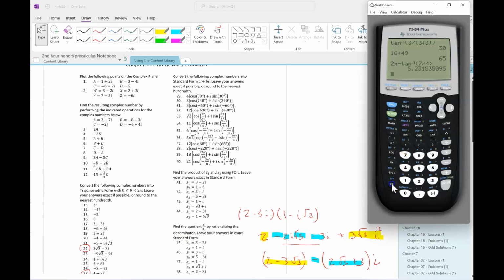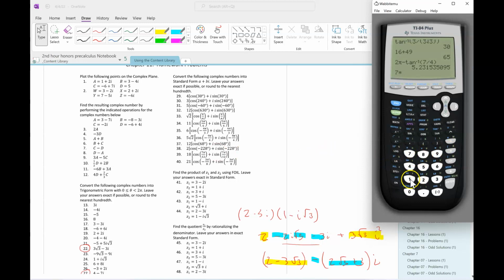So this is just a calculator problem. 7 pi over 12 is not a unit circle number. It's close. Oh, is it? Let's check real quick. 105 degrees. No, not a unit circle number. Okay, so it's just calculator.